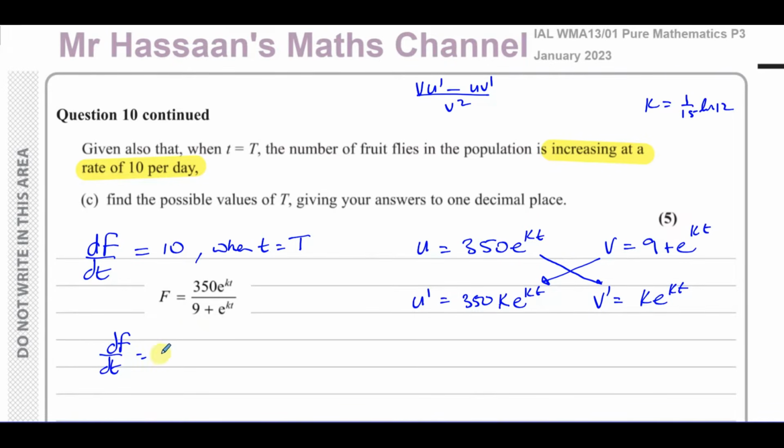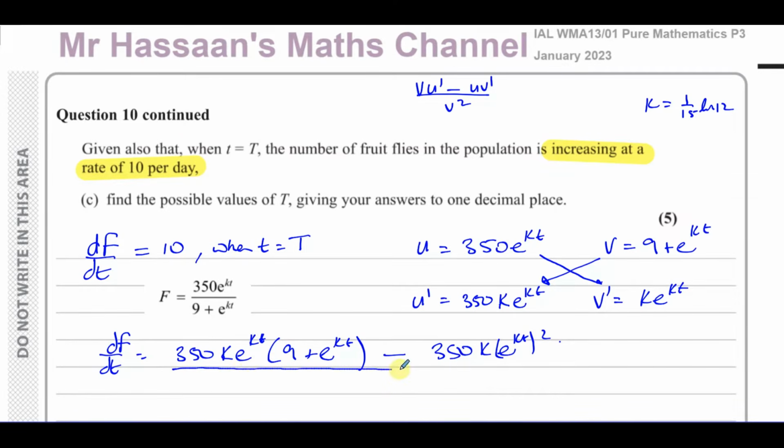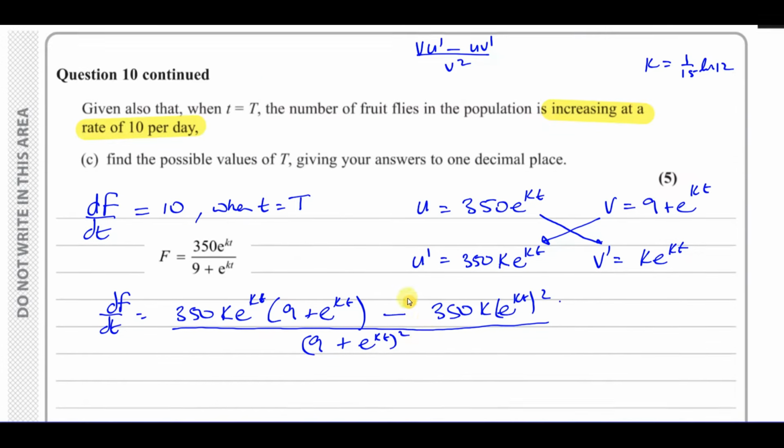So I'm going to multiply these two together, so I'll have 350 times k e to the power of kt, times 9 plus e to the power of kt, minus these two multiplied, which gives you 350 times k, and you have e to the power of kt multiplied by itself, so that's squared, all of that over v squared, which is 9 plus e to the power of kt, and this bracket is squared. So that's the df/dt.